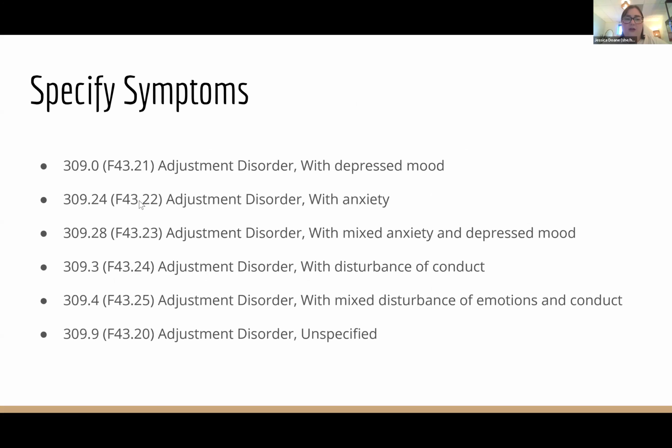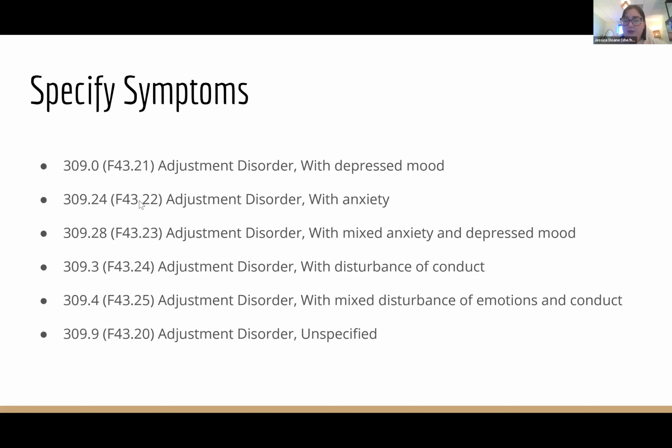So there's been a stressor. There are symptoms in response to the stressor, and depressed mood is overarchingly what those symptoms are presenting as. Then you've got F43.22, adjustment disorder with anxiety, same idea, except instead of those symptoms manifesting in depressed mood, they're manifesting more from a place of anxiety.